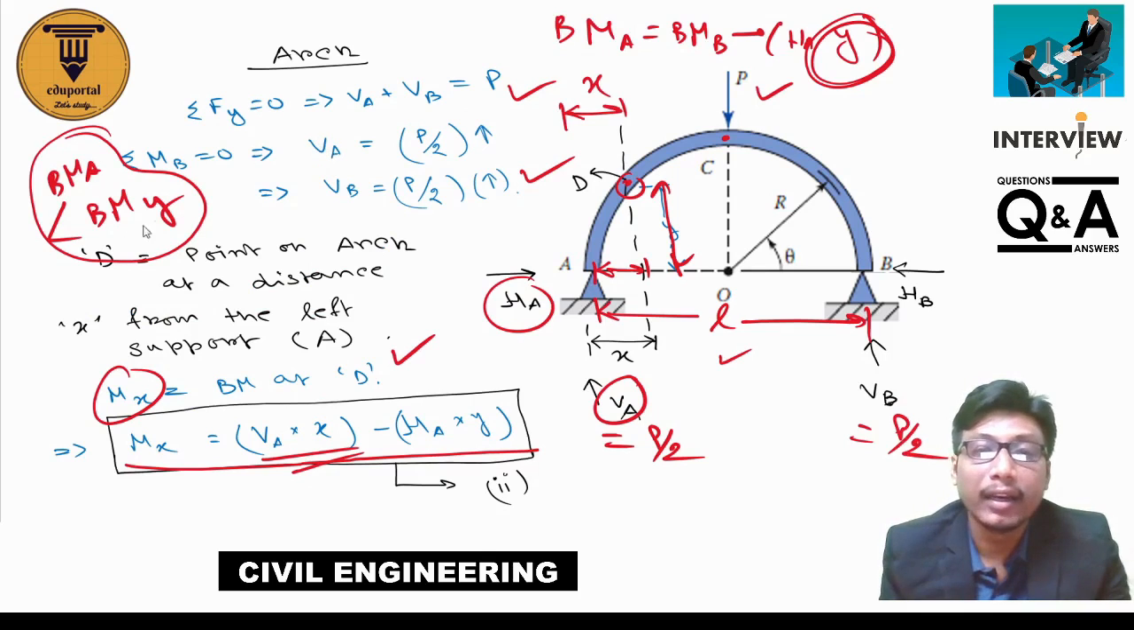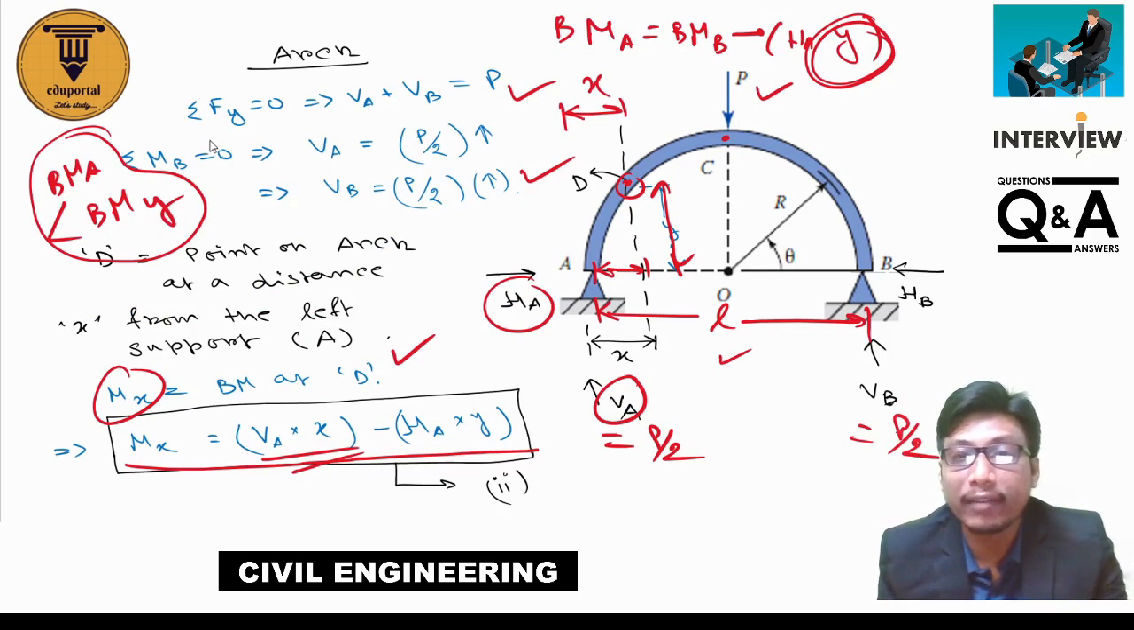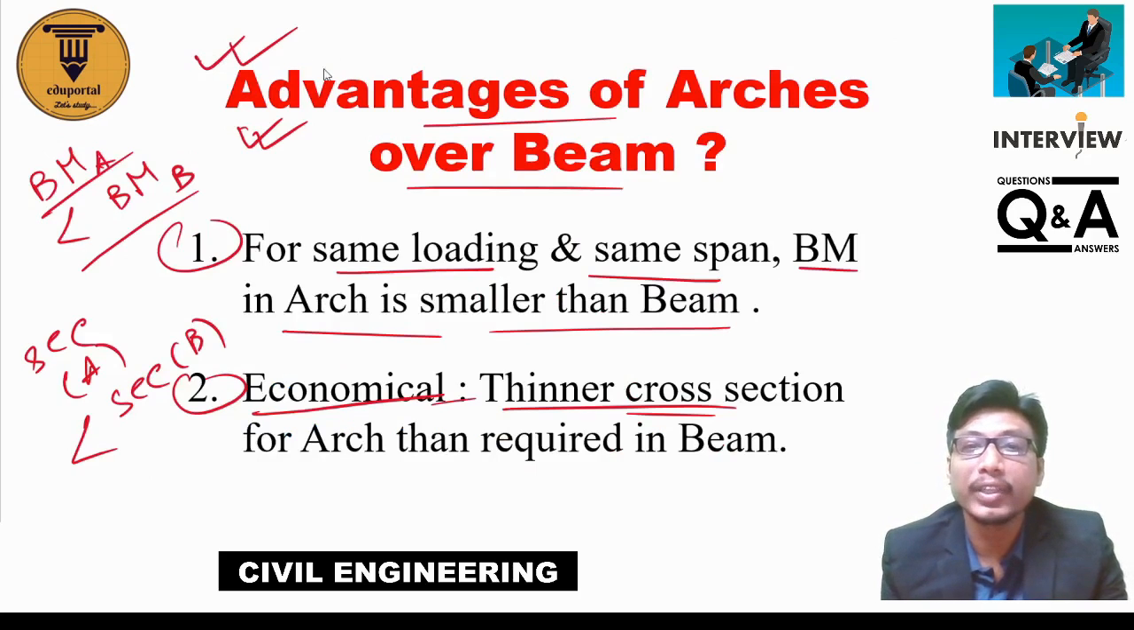And what is the advantage? Because the bending moment is less, the section required is less, so a thinner section will be required for the arch. That's why using an arch is economical. So that is the advantage of using an arch over a beam.